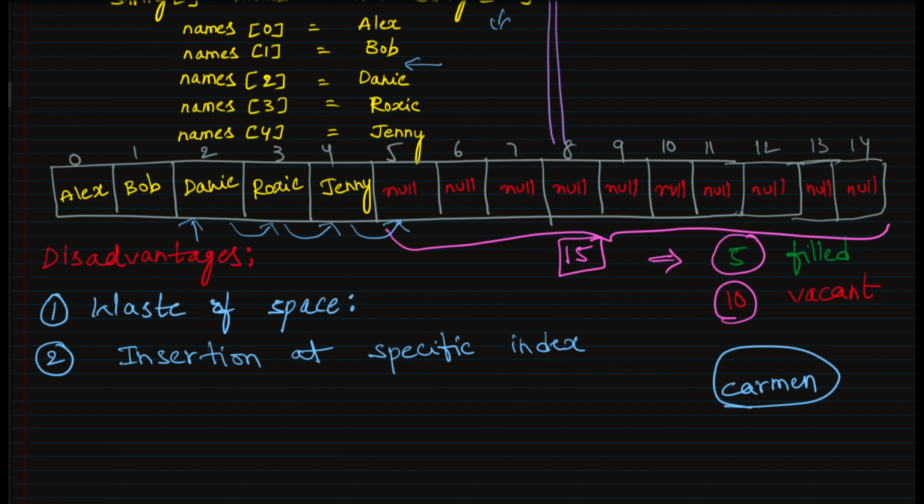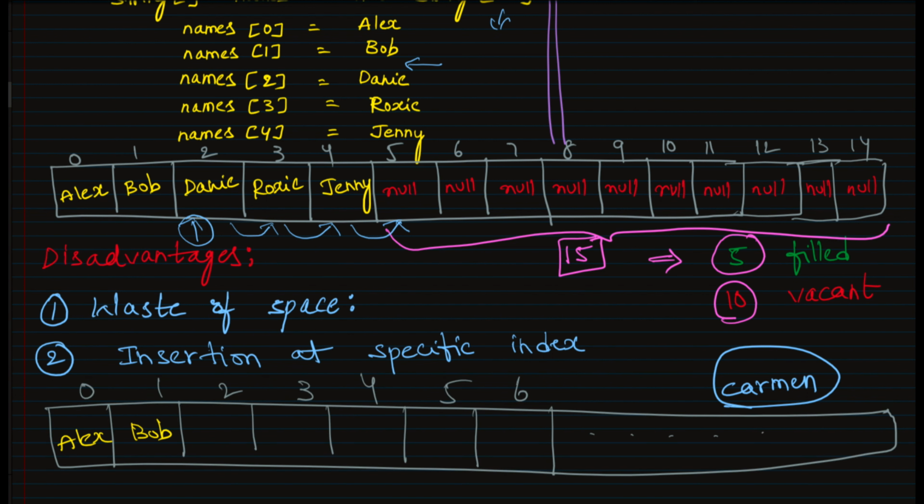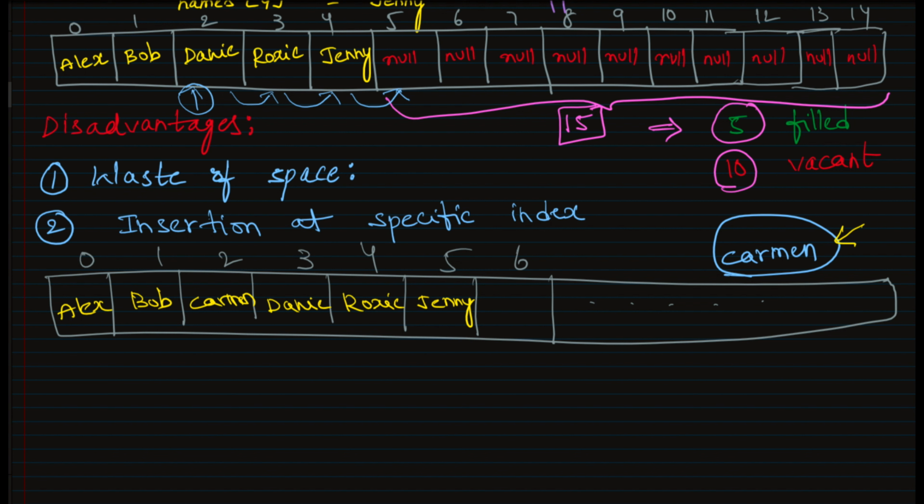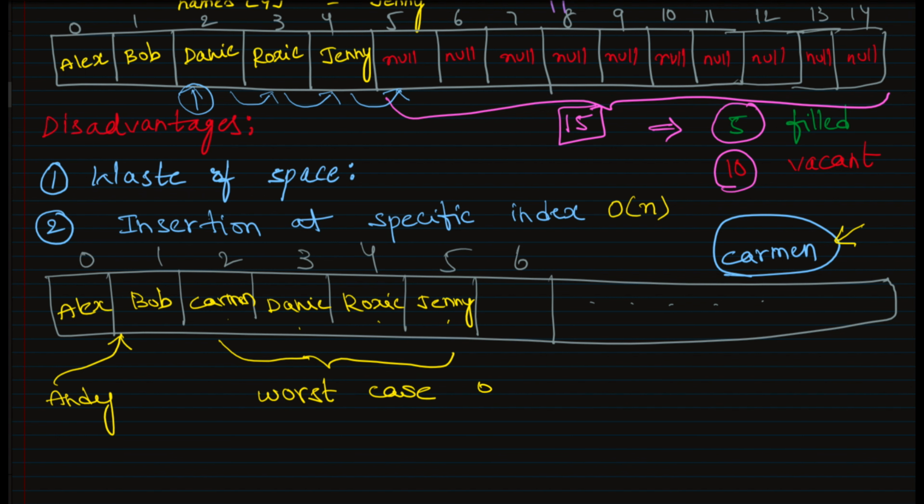So to insert one value, we have to update the elements which are next to that particular index. How does the array look now? Alex, and then Bob, and the new student Carmen. We have to update here, because we want to store it in alphabetical order. So Danny will come here, then Roxy, and then Jenny. Just to insert this value, how many operations are we doing in total? 4 different operations: this is one, 2, 3, 4. So in the worst case, insertion at a specific index takes order of n. For example, if a student named Andy joined, we have to insert at the front, then automatically all the positions will be shifted. So the worst case will take order of n time complexity.